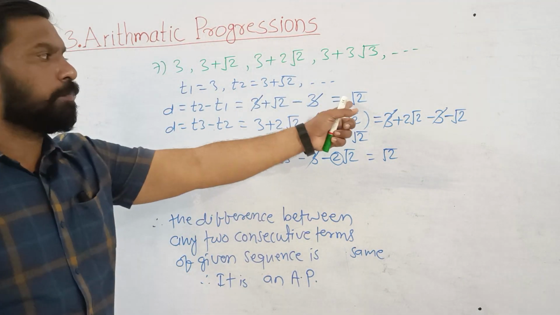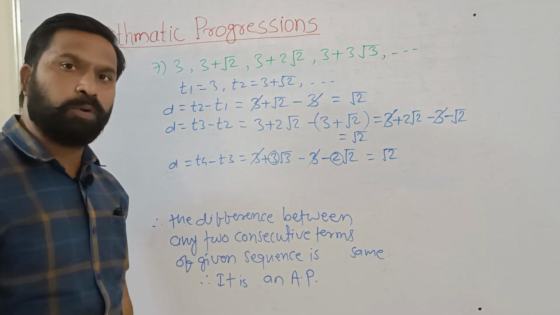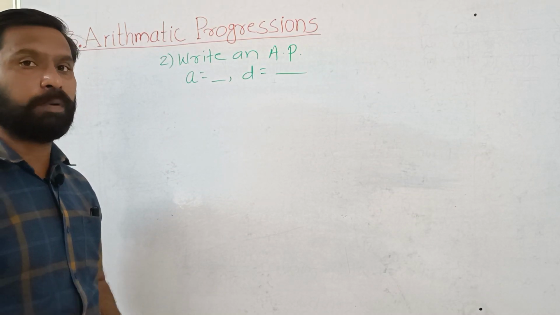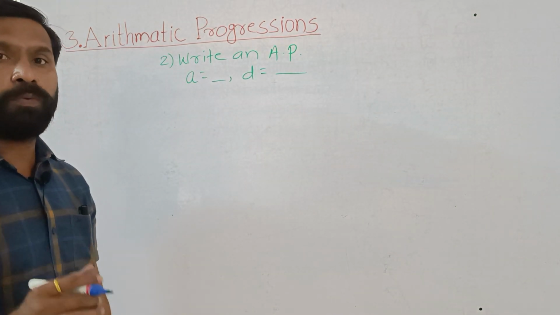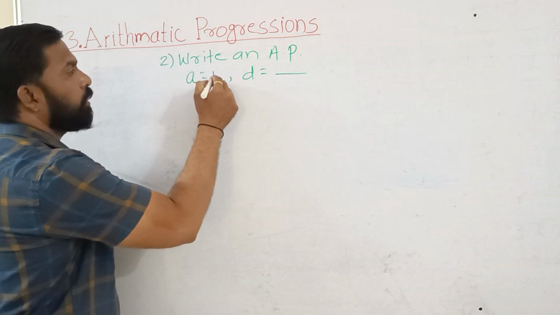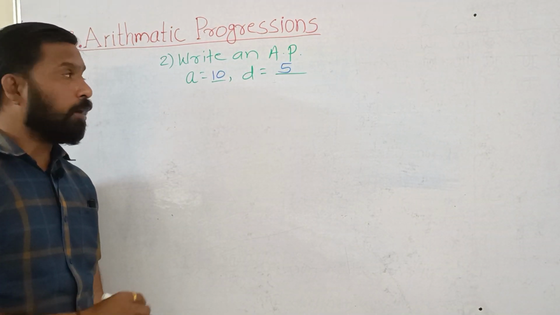So every time the difference between them is root 2. Yes, it is an arithmetic progression. What is the second question about? They are asking us to write an arithmetic progression of which the first term is 10 and the common difference is 5.